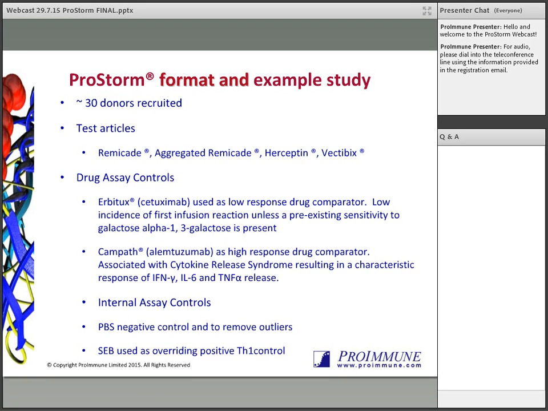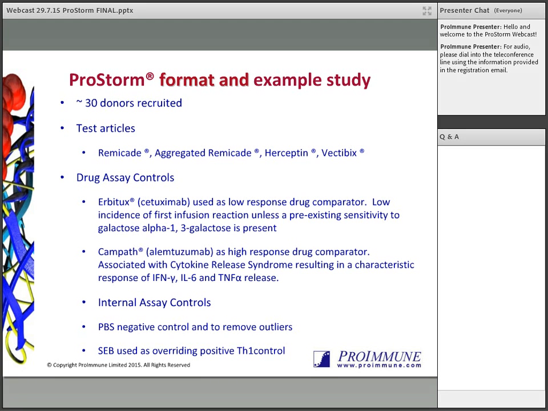It may be drugs with a similar mode of action, a drug with the same target, a biosimilar or variants within your own development program that can be used as benchmarkers, or really any other molecules that you're familiar with in your development process. And in the study I'll describe now, we used Campath and Erbitux. As you saw in the previous slide, Campath, the anti-CD52 antibody, is associated with cytokine release syndrome and was used as our high response comparator, as it has a characteristic response for interferon gamma, IL-6, and TNF-alpha. While Erbitux, or cetuximab, was used as the low response comparator.